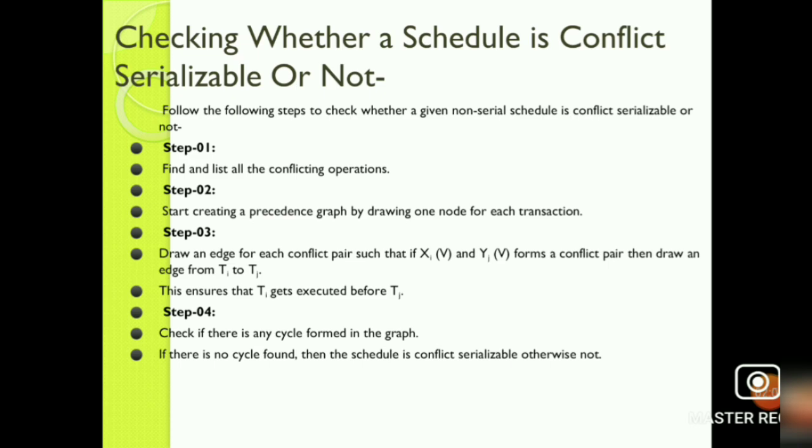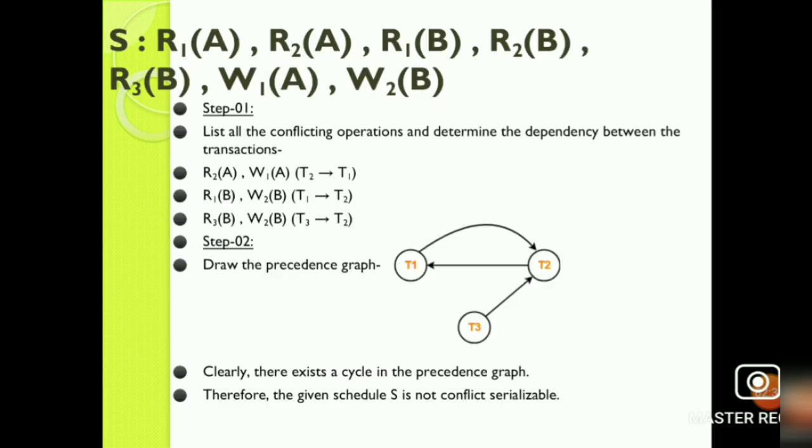First, we have to list out all the conflicting operations. Second, we have to draw a precedence graph. That is, in the precedence graph, every node is a transaction and the edge will be drawn according to the conflicting instructions. Then if there is any cycle in the graph, we can determine that the schedule is not conflict serializable.